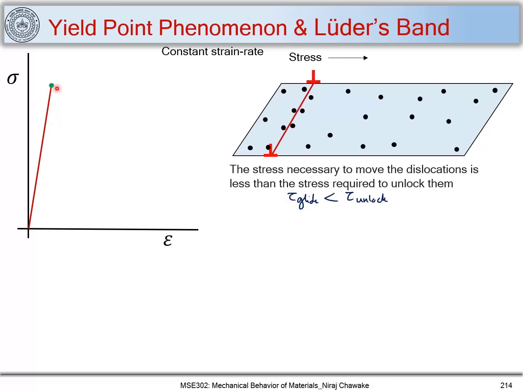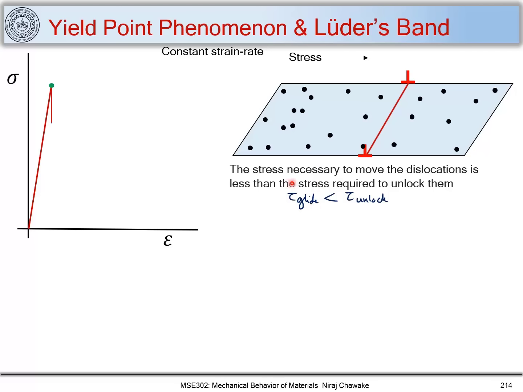When we reach this point, which is sufficient to unlock the dislocation, it is set free from this Cottrell atmosphere. Let's say this dislocation gets set free and it moves, and it will glide with a higher velocity. Why? Because the stress required to glide this dislocation is much smaller compared to the stress required to unlock it. So once this dislocation is unlocked, you don't need a higher stress to move or glide it.